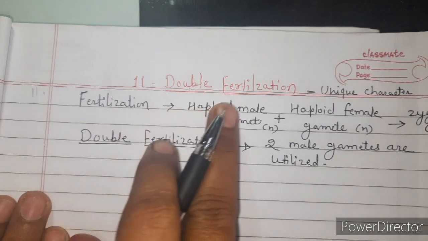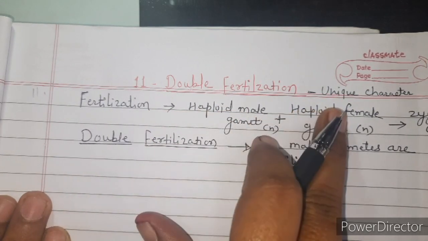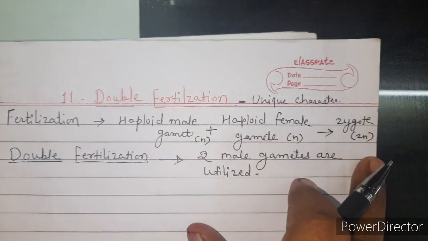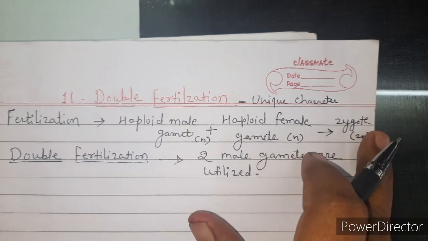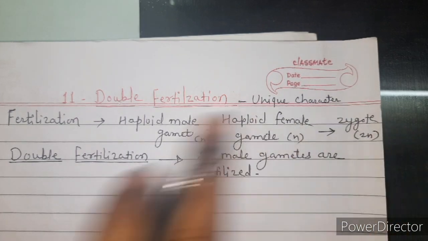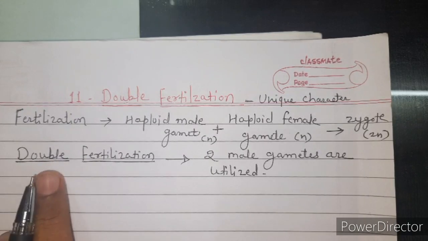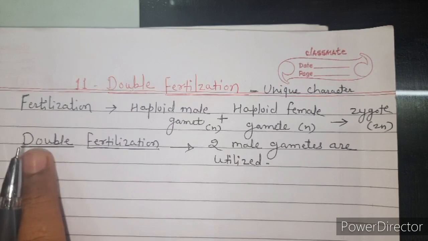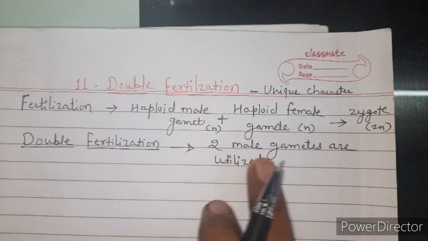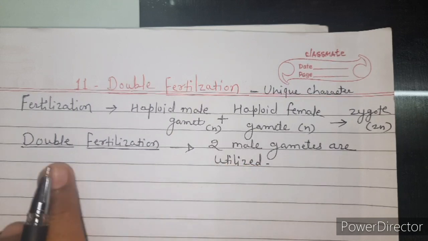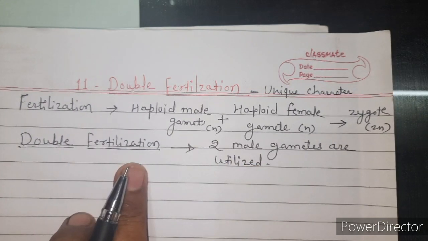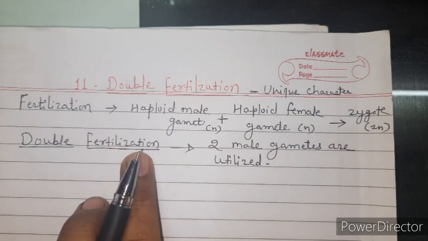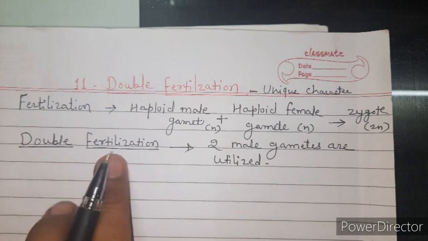When the haploid male gamete fuses with the haploid female gamete, there is formation of a diploid zygote, and this zygote develops into an embryo, and the embryo gives rise to a new organism. This is fertilization. But what is double fertilization? This word double is there. See here, because in the angiospermic plant, two male gametes are utilized during the process of double fertilization, and fertilization actually takes place at two different places. Hence, the name is double fertilization.